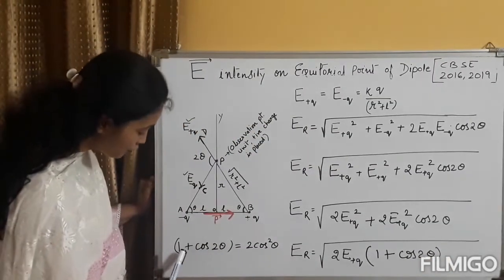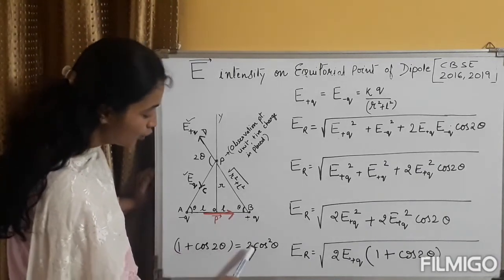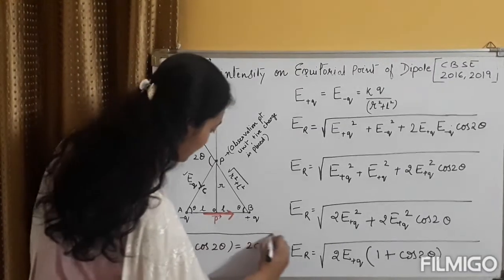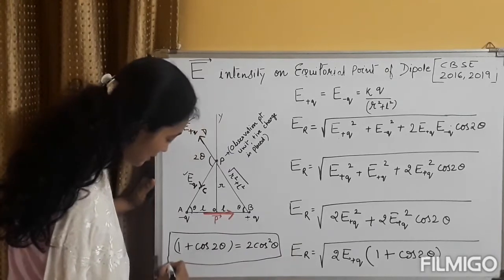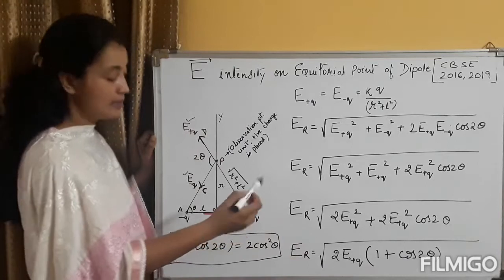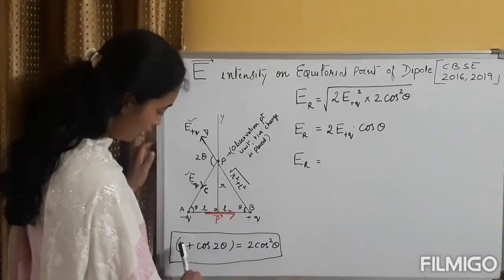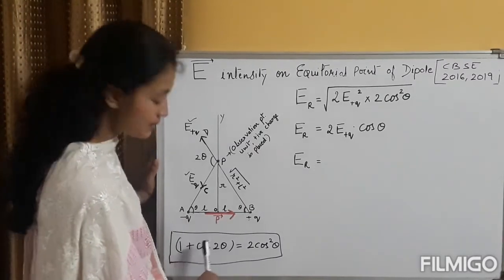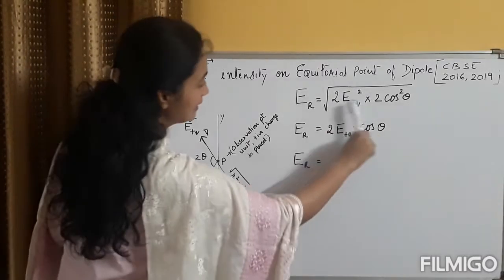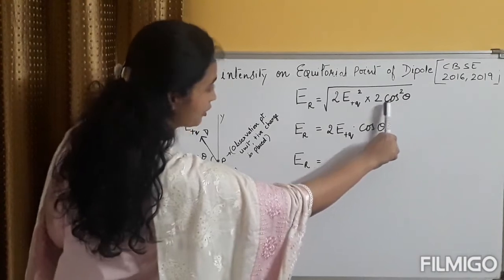We are familiar with this formula: 1 plus cos 2 theta is equal to 2 times cos square theta. This is something we have to keep in mind if we are applying this formula here. So 1 plus cos 2 theta we will replace by 2 cos square theta. Replacing 1 plus cos 2 theta with 2 cos square theta, we get this expression, 2 times (E plus Q) square, and in place of 1 plus cos 2 theta I have written 2 cos square theta.